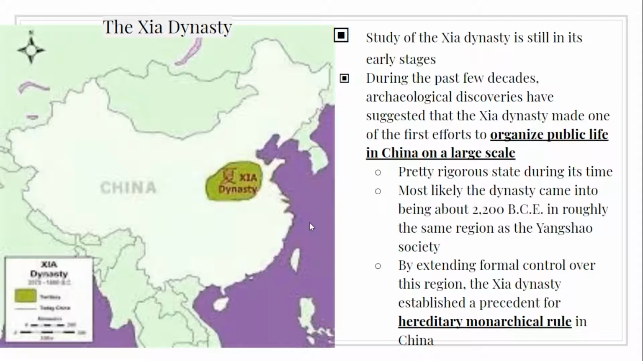By extending formal control over this region, the Xia dynasty established a precedent for hereditary monarchical rule in China. So in other words, the Xia dynasty was the very first dynasty that introduced the idea that you should have a king, queen kind of system, and that it should go down based on the family line, as opposed to people being elected, village elders ruling, etc.